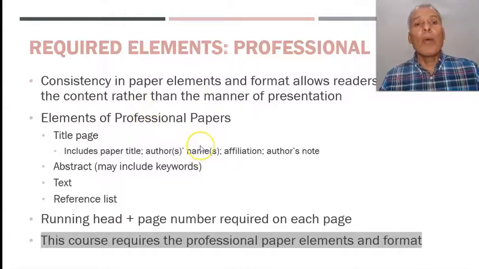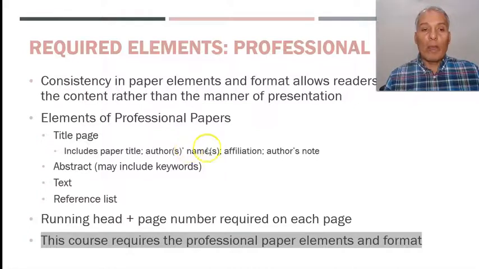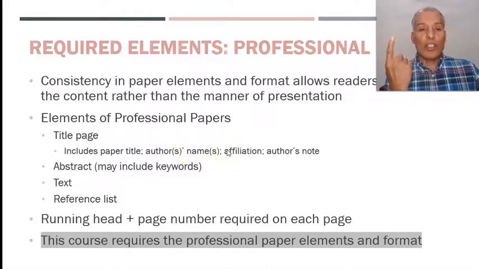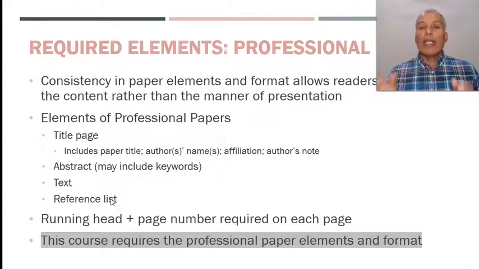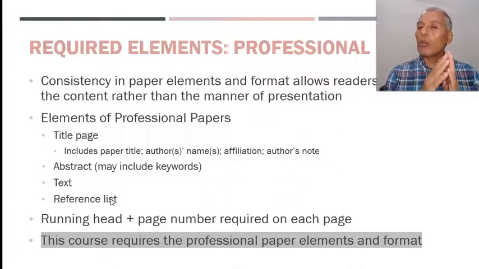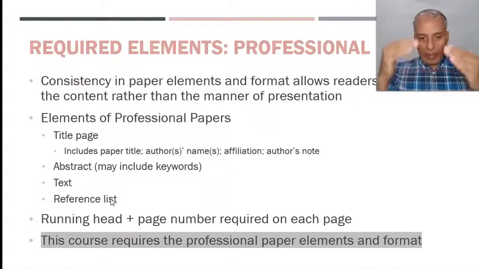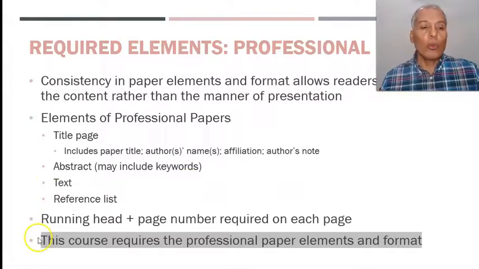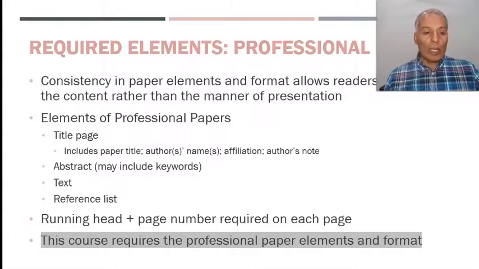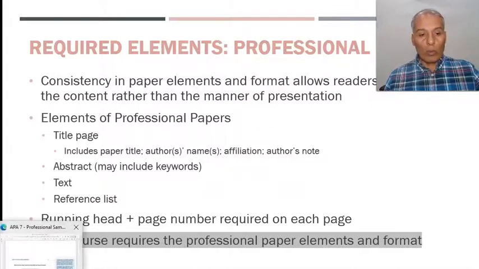So the minimum requirements for the elements of the professional research paper are a title page, an abstract, a text or a body, and a reference list. In APA, we do not call it anything other than references. Please do not call it bibliography. Call it references at the end. And I will show you a professional paper here that we will be referring to quite often.